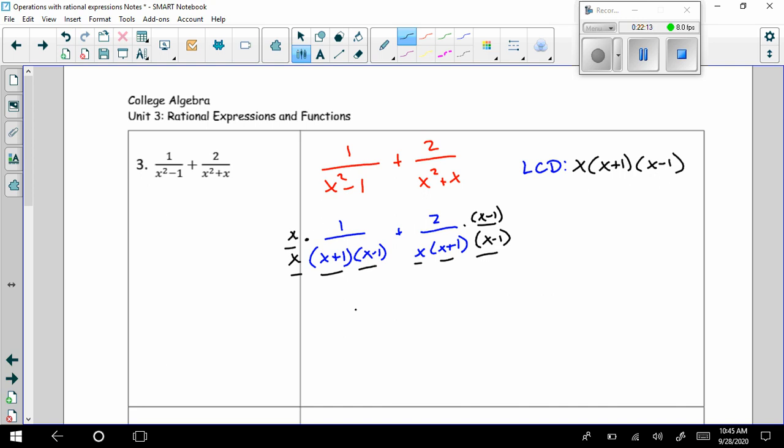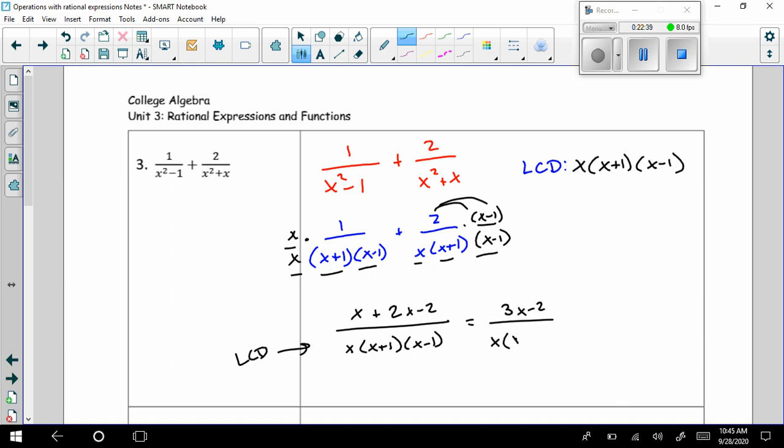And so x times 1 is x plus 2, and this is going to distribute through, 2x minus 2, is now over your x plus 1 and your x minus 1, which is your LCD. All right, so last I just need to combine like terms here, so I get 3x minus 2. That doesn't factor. And so my LCD is just going to come back down here to the bottom. There's no need to remultiply that. I'm finished.